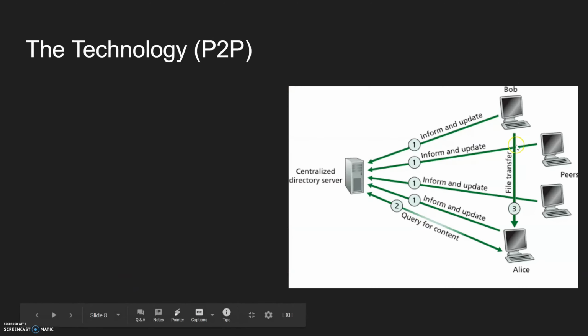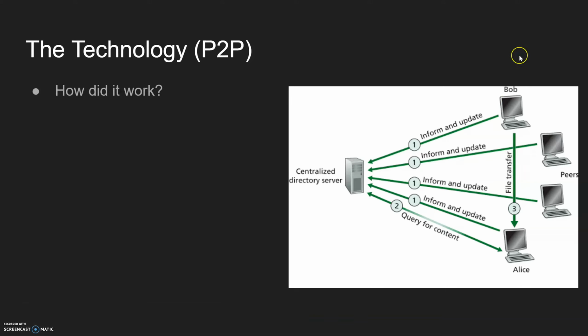Now let's talk about the technology behind the piracy. Napster utilized peer-to-peer file sharing, which meant Napster users would be able to access hard drives from other users and see if they had the desired MP3 file on their computer. And here's how it worked.